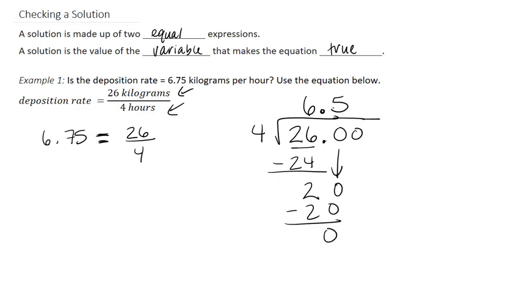We're going to go ahead and bring that decimal up. So we have 6.5. So this is not equal. So we would say no, as 26 divided by 4 is actually equal to 6.5 kilograms per hour. Now let's do another example.